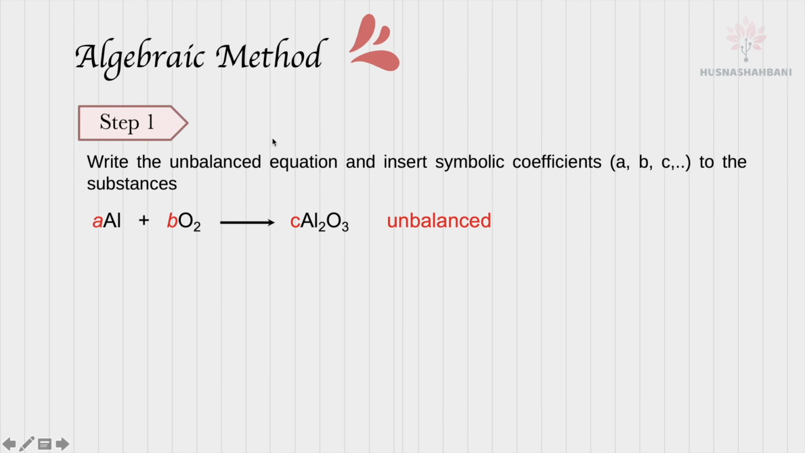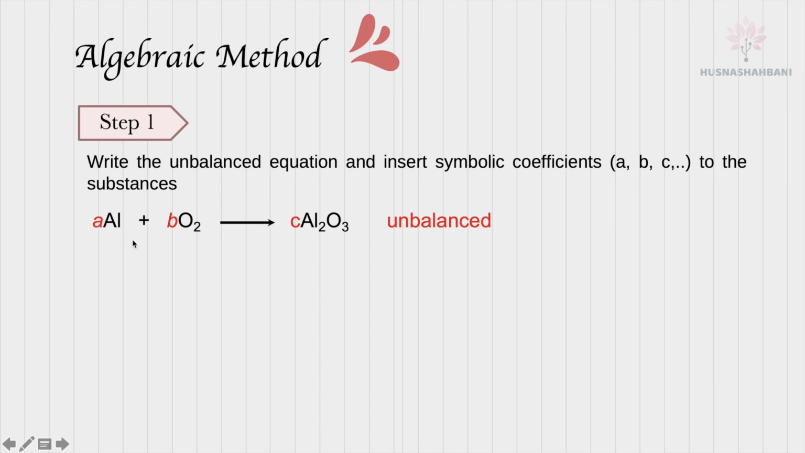Write the unbalanced equation and insert symbolic coefficients to the substances. This is the first step for the algebraic method. So we have Al reacting with oxygen to produce Al2O3. We don't know the coefficients of these. We don't use the inspection, we are using the algebraic method now. So you put the unknowns, or insert symbolic coefficients. Unknowns A, B, C.